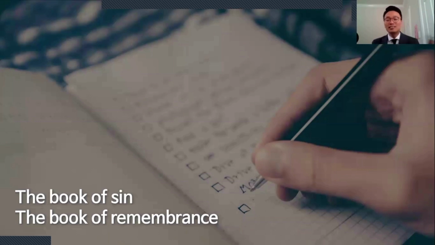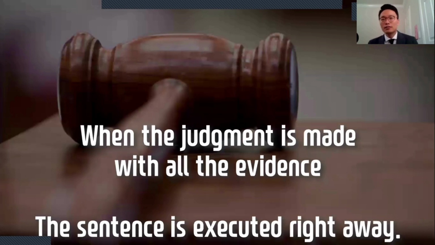Right? So on the basis of this, the judge should be giving the clear evidence before the whole congregation, so that they can understand. It is not like the judge says, I know everything, so this person should be restored back to life, and this one should be put to death. It is not a random choice. The decision should be based on very clear evidence, very strong ground. So when the judgment is made, when the sentence is made with all the evidence, the sentence is executed right away.